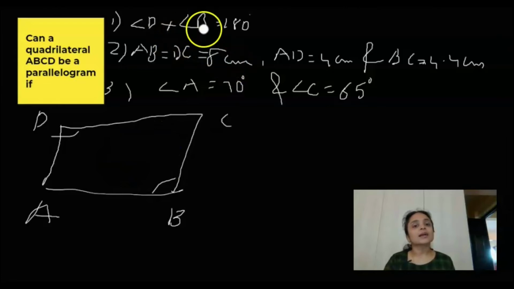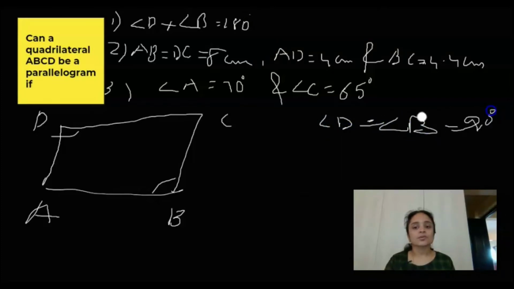So here angle D plus angle B equal to 180 degree means angle D is equal to angle B is equal to 90 degree. So this is 90 degree, and they have not given whether the sides are equal. So if the sides are not equal, we cannot say whether it is a parallelogram or not. It can be a parallelogram, but it is not necessary that it is a parallelogram. So we can say that it can be a parallelogram, but it need not be a parallelogram.